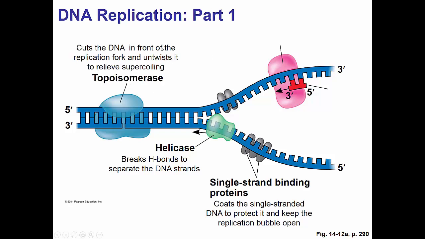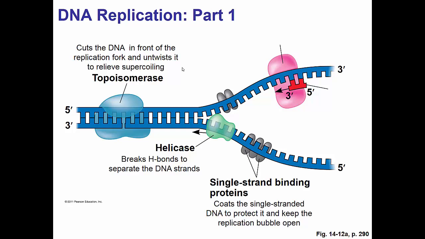So our next important enzyme is topoisomerase, and I think this is one of the most difficult enzymes to understand, but one of the most important enzymes in DNA replication. So the role of topoisomerase is to cut the DNA in front of the replication fork and to untwist it in order to relieve supercoiling. So you can think of supercoiling as excessive twisting of the DNA helix.